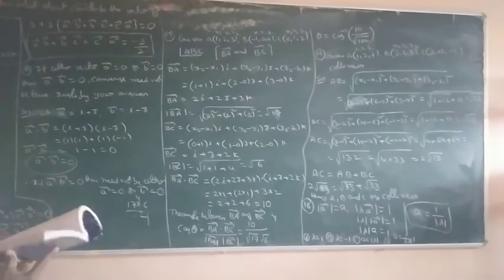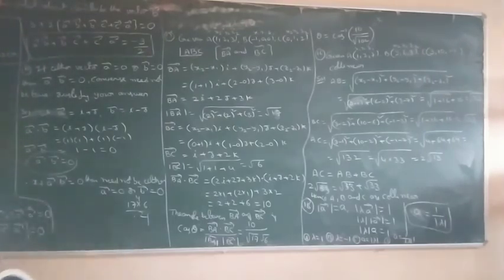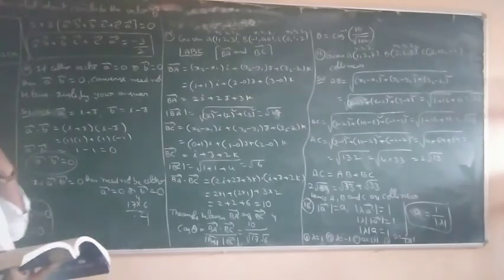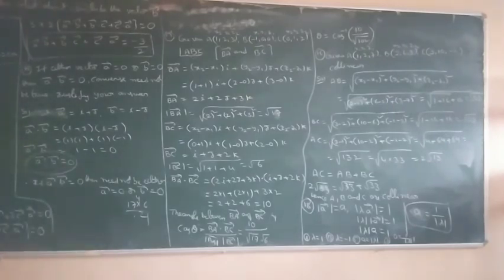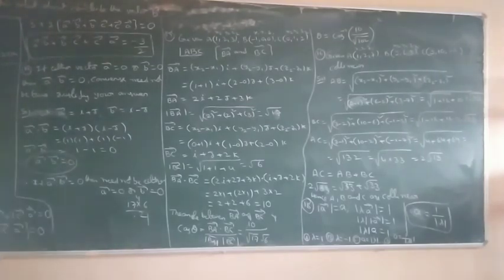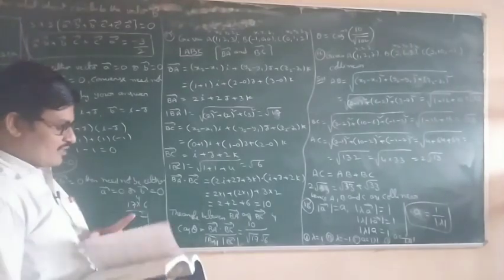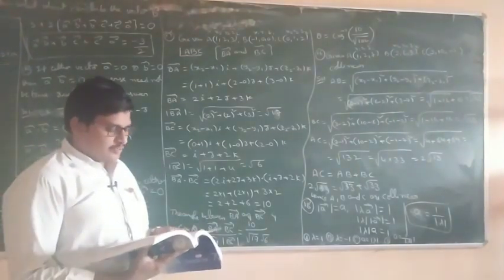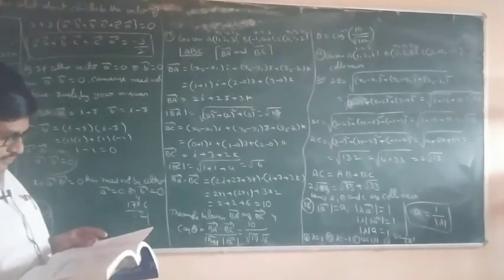So exercise 10.3 is completed. Tomorrow, cross product of two vectors. How many types of products are there? Two types: dot product or scalar product, and the second one is cross product. Tomorrow I will discuss the cross product of vectors. Many examples are there in our textbook, so we have to do them.